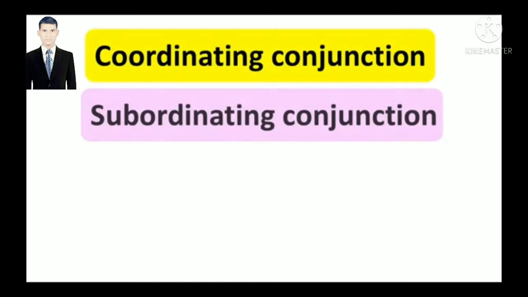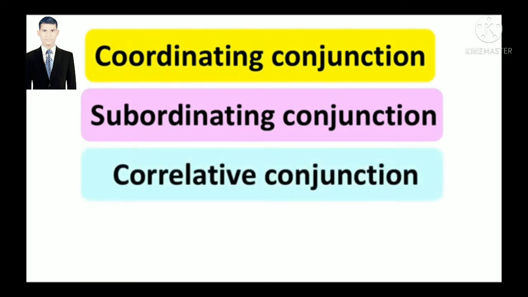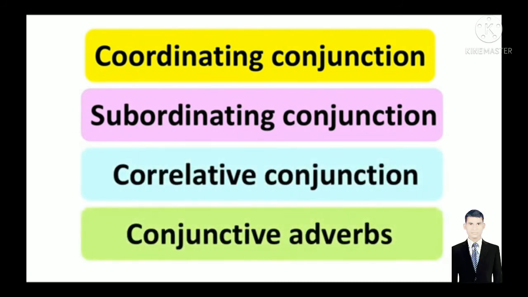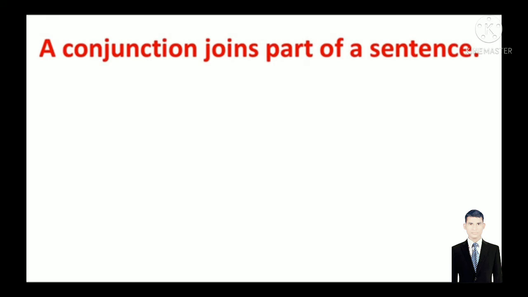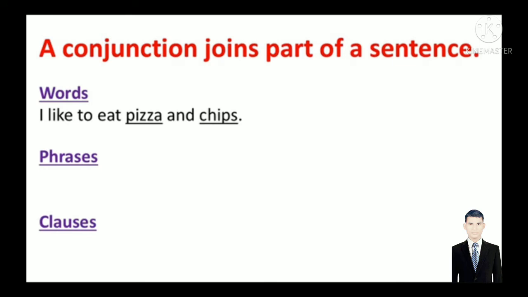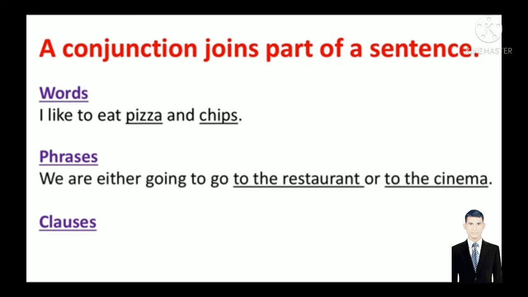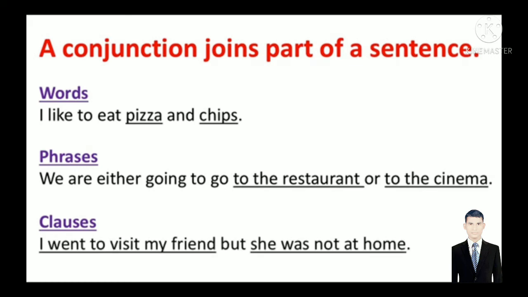There are 4 types of conjunctions: coordinating conjunction, subordinating conjunction, correlative conjunction, and conjunctive adverbs. A conjunction joins part of a sentence. This includes joining words, phrases, and clauses. An example of joining words includes, I like to eat pizza. An example of joining phrases includes, we are either going to go to the restaurant or to the cinema. An example of joining clauses includes, I went to visit my friend, but she was not at home.